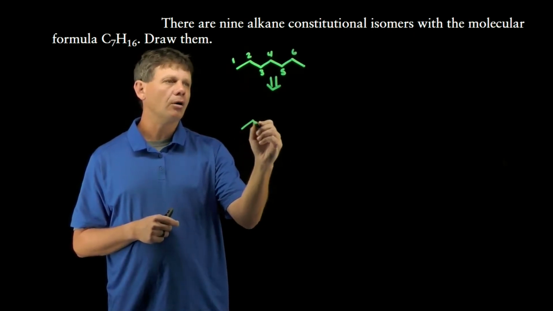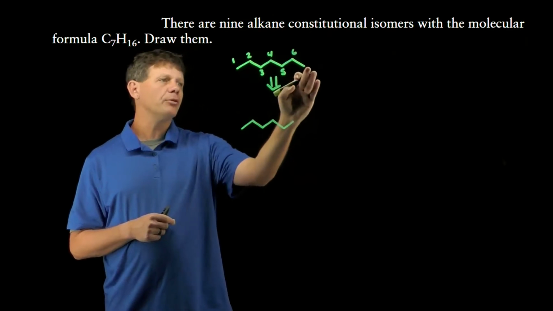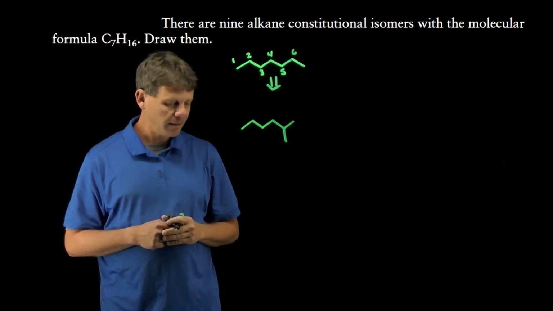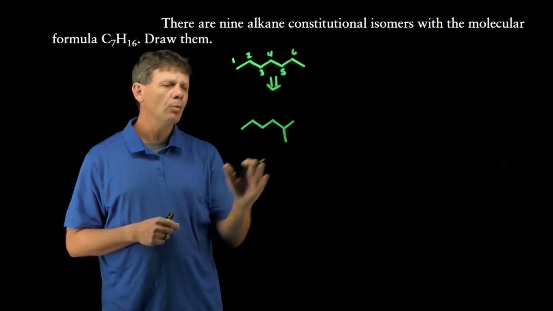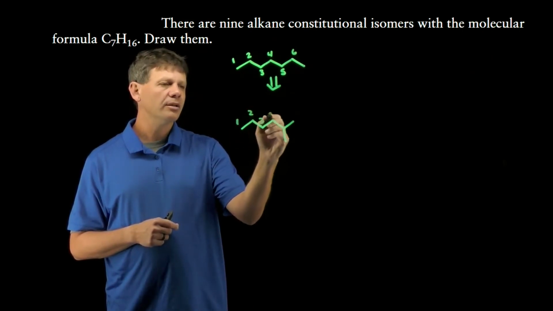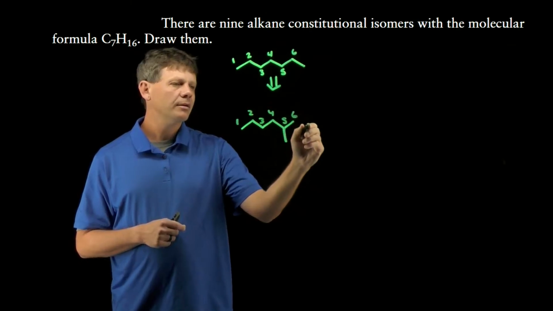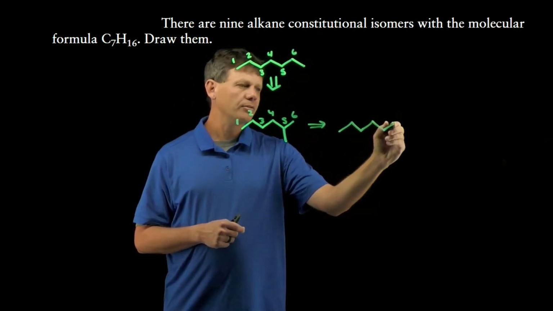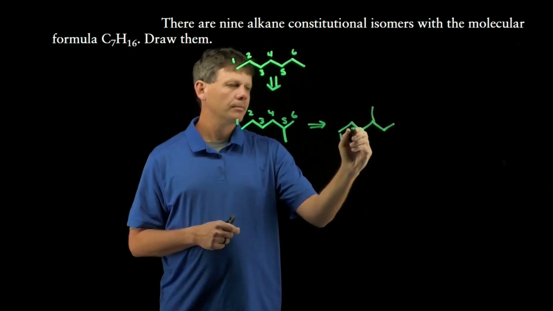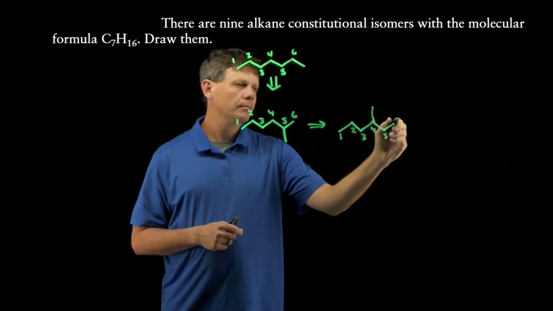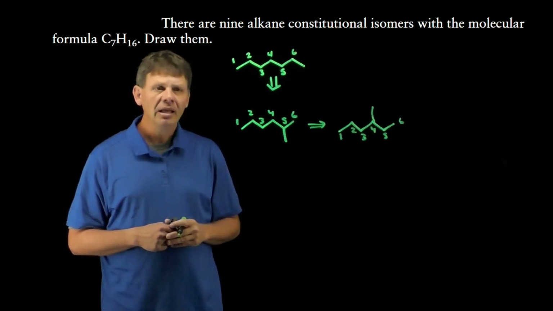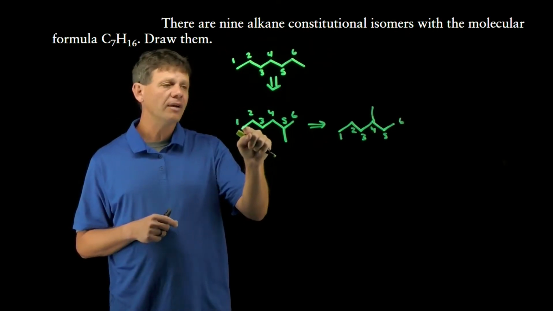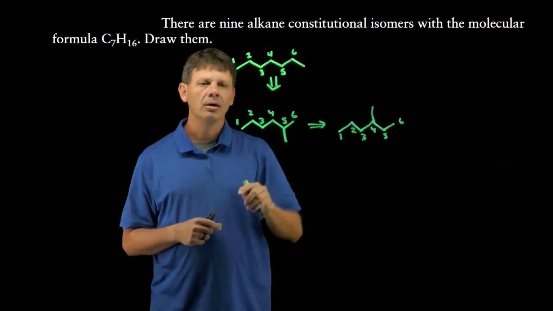And so let's draw our first by moving the methyl group from C6 to C5. That will generate that compound. We can similarly move it from C5 to C4 to generate another constitutional isomer. This gives us the 2 constitutional isomers that can be thought of as a 6-carbon parent chain with a methyl group coming off.